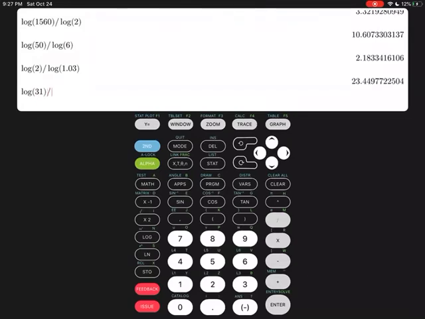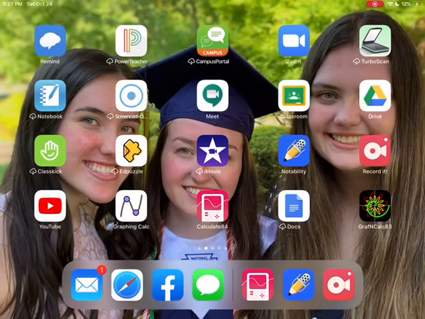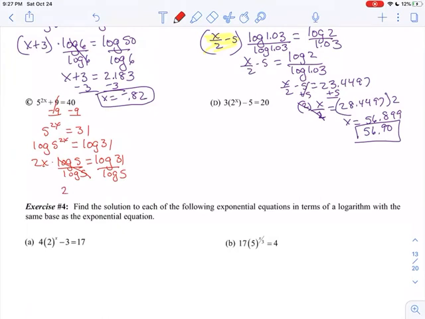And to get x by itself, I'm going to divide by log of 5. So log of 31 divided by log of 5. Log of 31 divided by log of 5 is 2.1336. So I got 2x equals 2.1336. And I got to get x by itself. So there's an extra step. And I still don't have x by itself. I got to divide by 2. And I get 1.07.